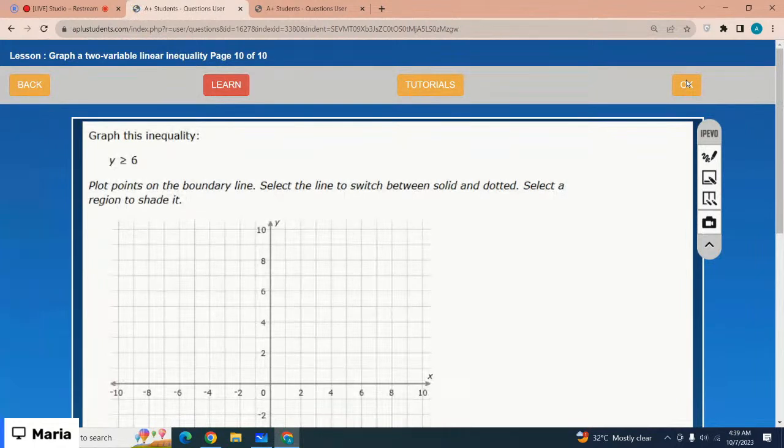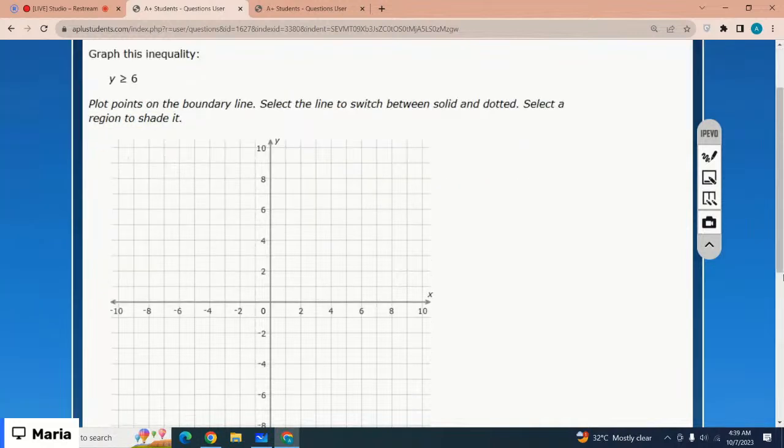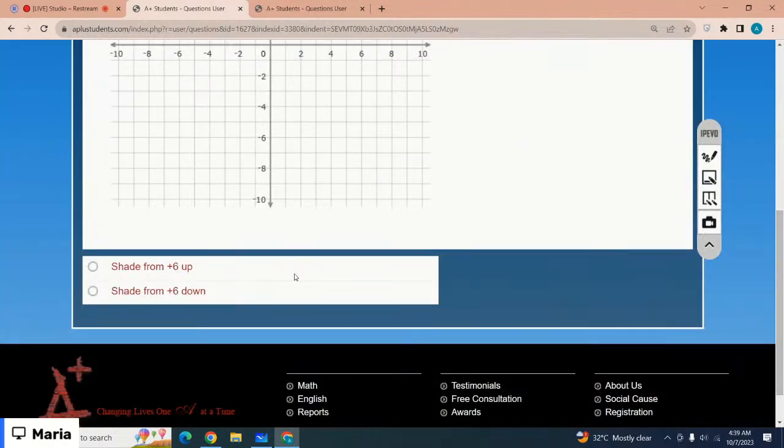Graph this inequality y is greater than or equal to 6. So which is the correct option? Greater than or equal to 6. That means up. Shade from positive 6 up, right?